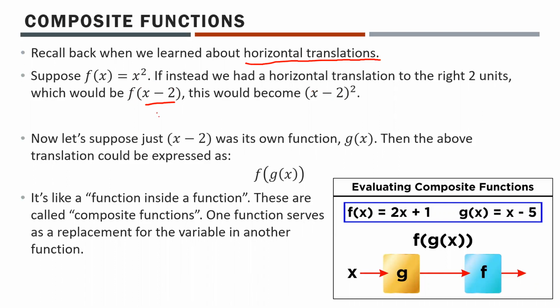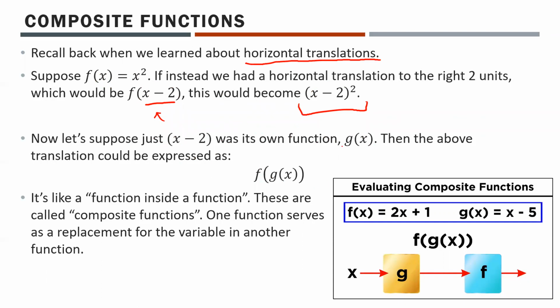So this acts as a replacement, right? We're replacing what the input is inside of a function, which changes how the function is going to look. Now let's suppose just x minus 2 was its own function. We'll call it g of x. So g of x is equal to x minus 2. Then this translation could also be expressed as f of g of x.